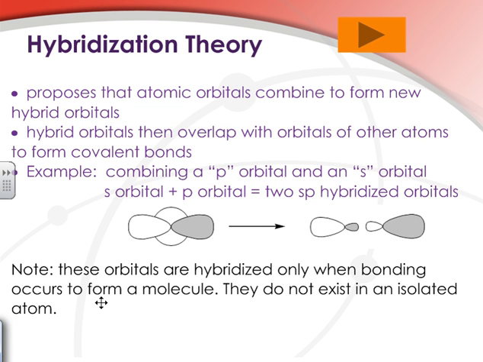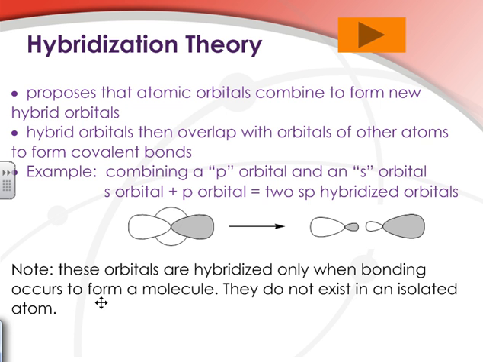Alright, so here's your actual definition of hybridization theory. There's a video here that I'm going to show you in class. It proposes that atomic orbitals can combine to form new hybrid orbitals. I gave you one example in the last slide on sp3 hybrid orbitals. There are other ones. Hybrid orbitals then overlap with orbitals of other atoms to form covalent bonds. So hybridization is not a bond. It's just the revamping of orbitals so that it can make a bond with another atom.